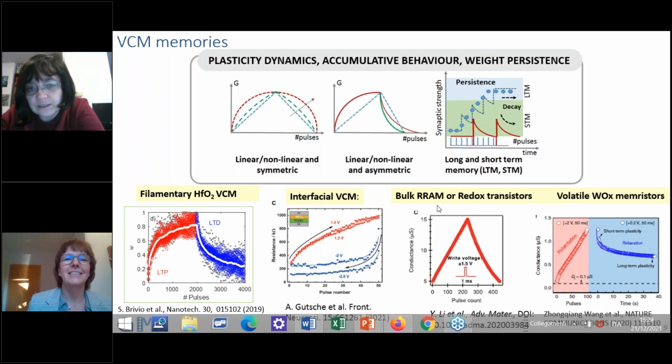What is nice in this newly proposed 3-terminal bulk or redox transistor is that the switching is due to the bulk, changing the conductance of a channel through ion intercalation of oxygen ions or other elements. And indeed, there is more chance to at least limit the stochasticity due to the bulk switching instead of the filamentary one. But you can find in the literature many data also with nice linear behavior for filamentary devices.